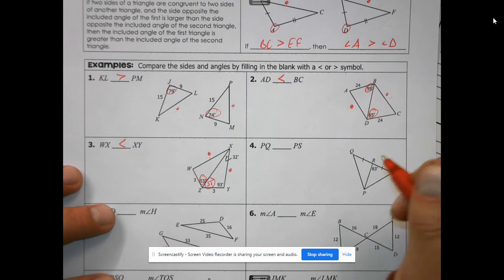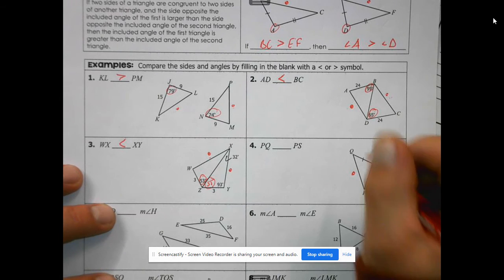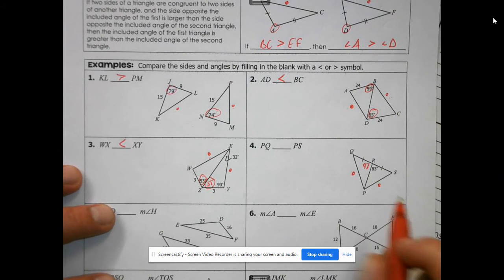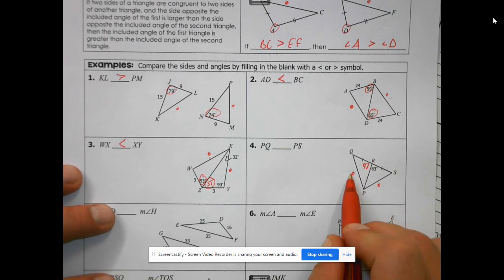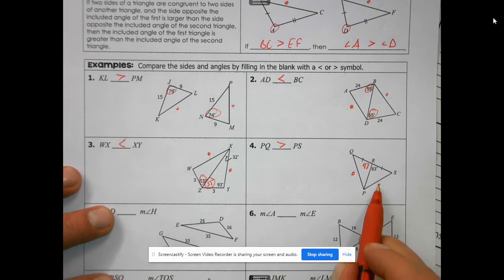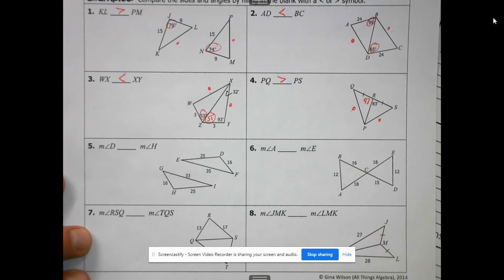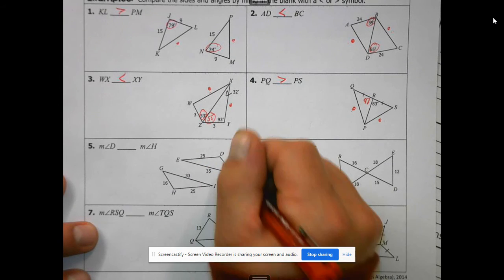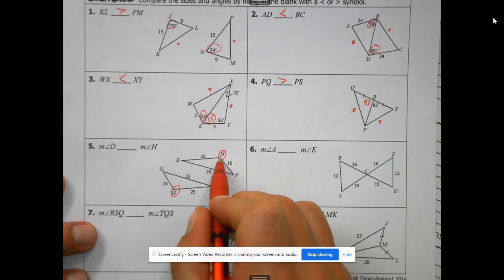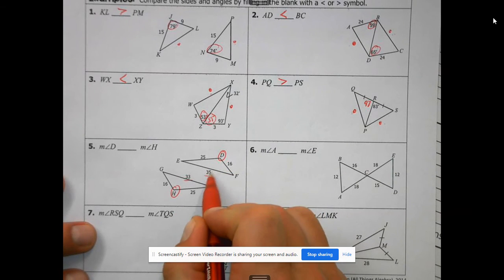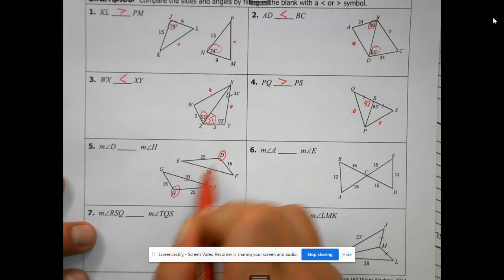Number 4, you're comparing side PQ with side PS. The angle missing right here is 97. So this side is going to be bigger than that side because it's across from a 97. So PQ is greater than PS. Number 5, comparing angle D with angle H. Well, angle D is bigger because look what it's across from. D is across the 35 and H is across the 33. So angle D is going to be bigger than angle H.